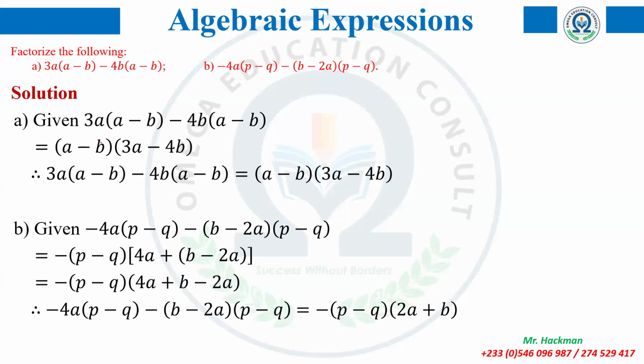So a minus b is a binomial, always put it in brackets. If it's a monomial, you can choose to or not to, but for binomial and above, you should always put it in brackets. So factor that one out.